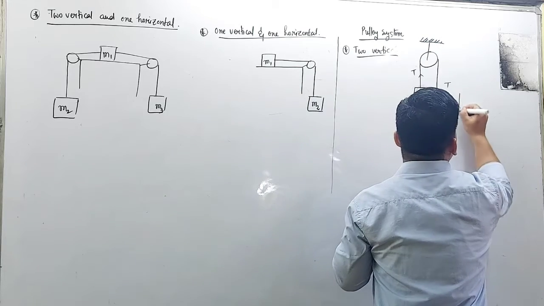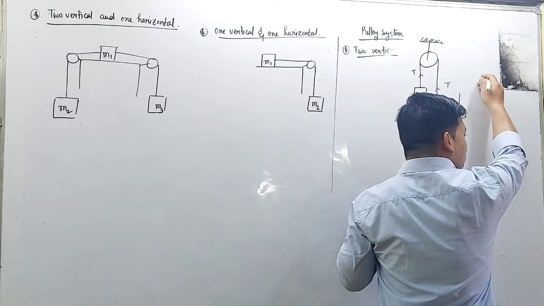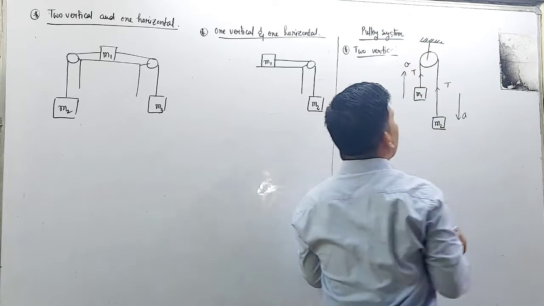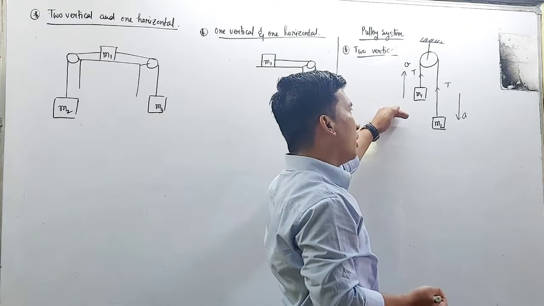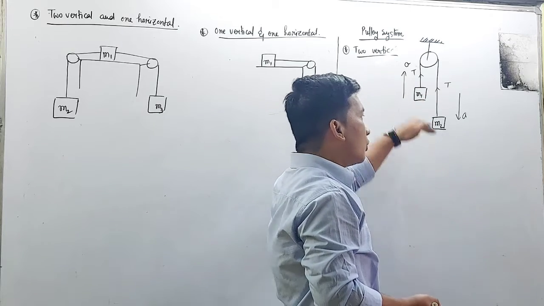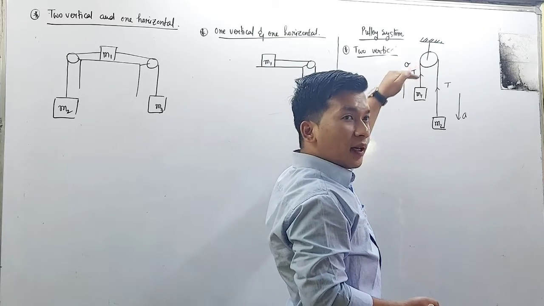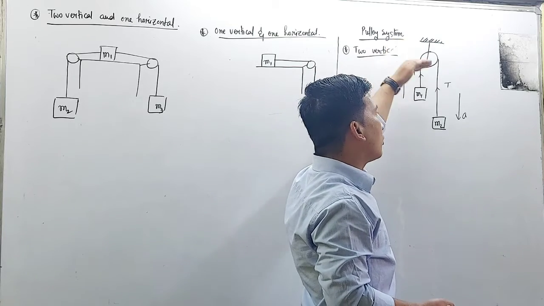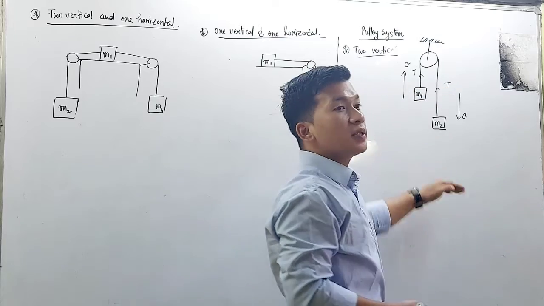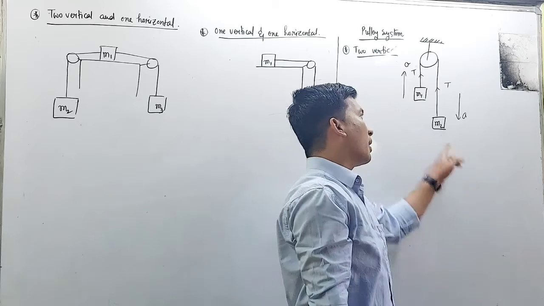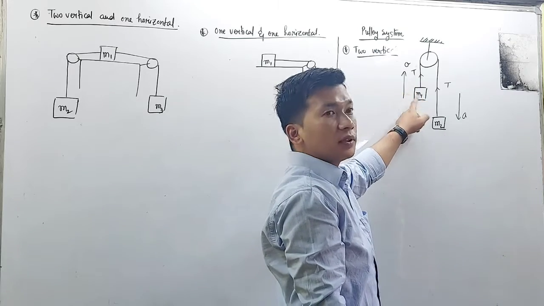According to our law of motion, the heavier object will move downward and the lighter object will move upward with the common acceleration. The speed with which M2 is descending will be equal to the speed with which M1 is ascending, just like a bucket and the rope in the well.